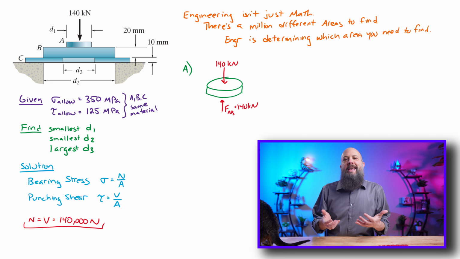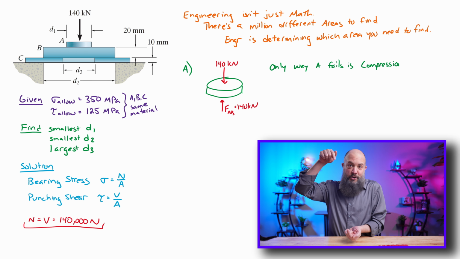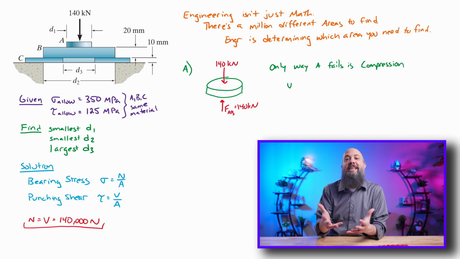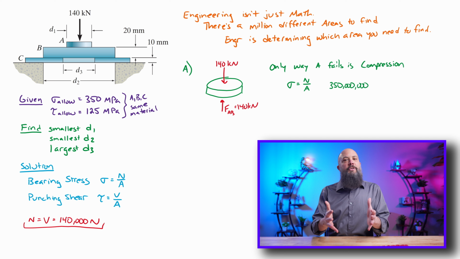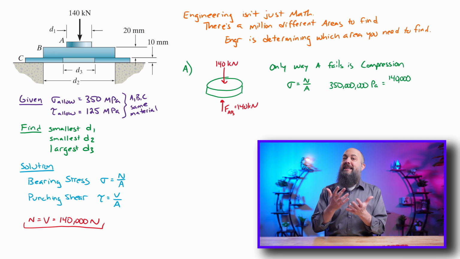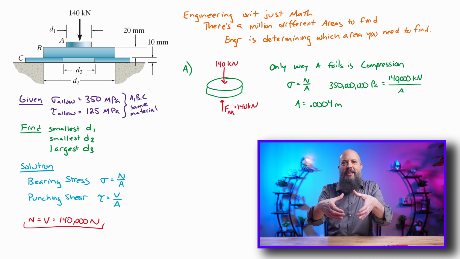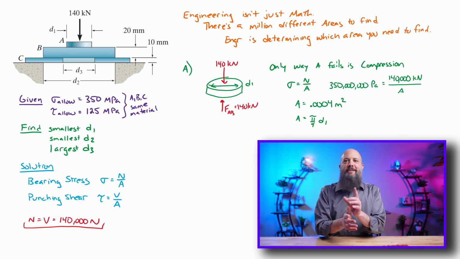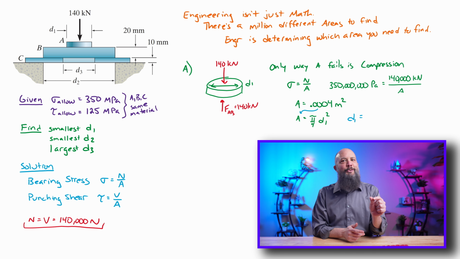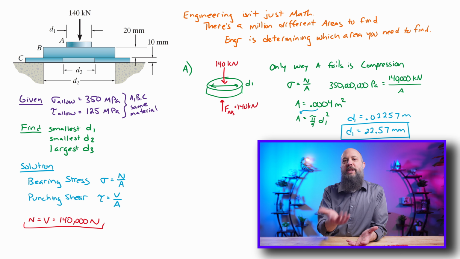How could disk A break? There's really only one way, and that's just through regular normal compression due to the 140 kilonewton force, just pressing it, squeezing it. For normal stress, the relevant area will always be perpendicular to the force. So this is just the circular cross-sectional area of the top disk. And if I do all my unit conversions properly, which I did not, 140 kilonewtons should be 140,000 newtons. I end up solving for diameter 1 of 22.5 millimeters.